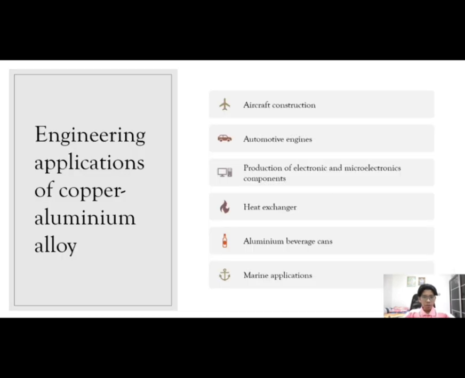This is the engineering application of copper aluminum alloy. The copper aluminum alloy is mainly used in aircraft construction. In the current industry, we can see more aircraft construction and automotive engines use the aluminum copper for their engines and so on, and for the production of electronic and microelectronic components. As we can see, the aluminum copper alloy is a material where the conductivity is good, so it can be used as the electronic and microelectronic component for certain industries. Next are the heat exchanger, aluminum beverage cans, and the marine applications.